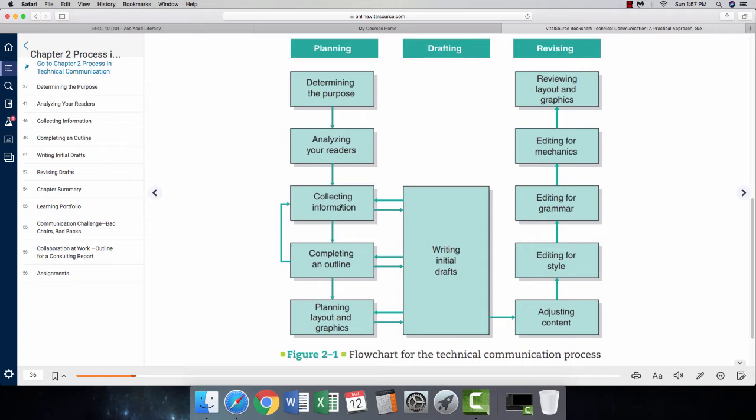Where it talks about collecting information right here, the third step in the planning graphic, information collecting usually involves research. Now, sometimes you can do a bit of that research in Google. Other times you are really going to need to use the OneSearch page in the Fresno State Henry Madden Library webpage, which I have a video on for you as well.